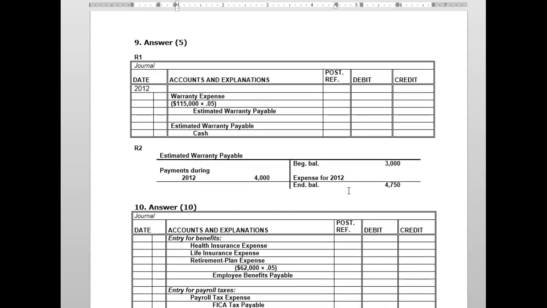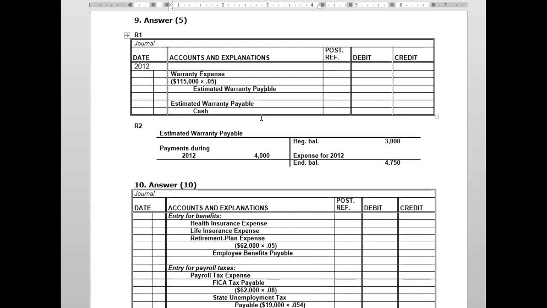In 9, we're going to revisit the warranty expense. They had sales of $115,000, and 5% of that is going to go into the warranty payable and the warranty expense. We've done this before also. They say they have paid out $4,000 in cash for the estimated warranty payable. And again, that's just going to be an entry that shows they paid the cash out, and that's going to subtract from the allowance account. So you've done this one before.